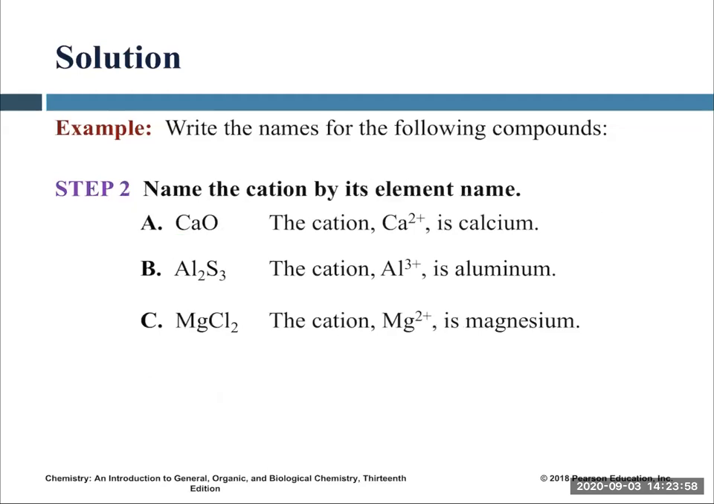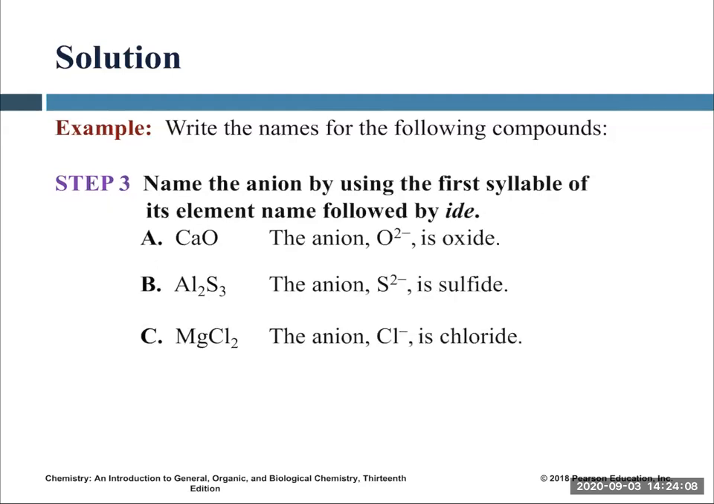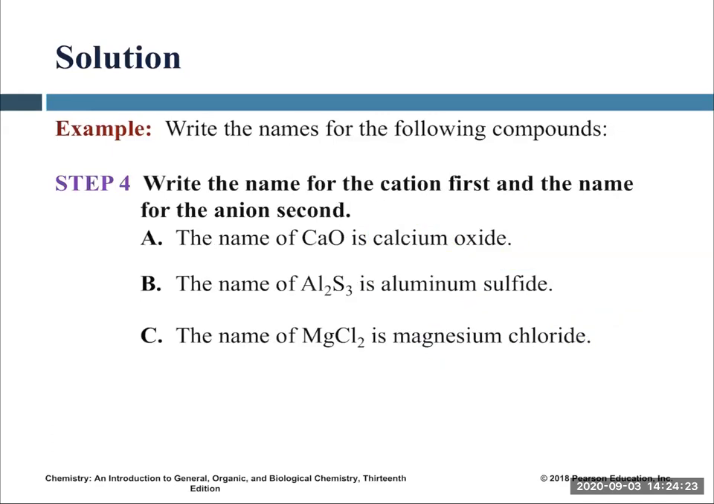So then you have a calcium cation, aluminum, and magnesium. Then you figure out the anion that you have present. You have oxide. Remember, it's not oxygen. You're going to change the ending. Sulfur, sulfide; chlorine, chloride. The last step, you just put it together. Calcium oxide, aluminum sulfide, magnesium chloride.